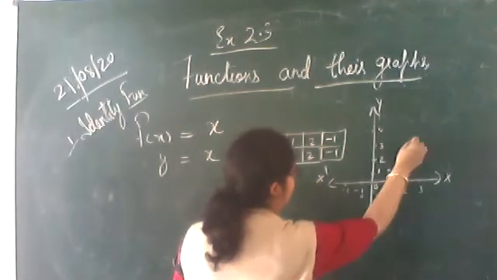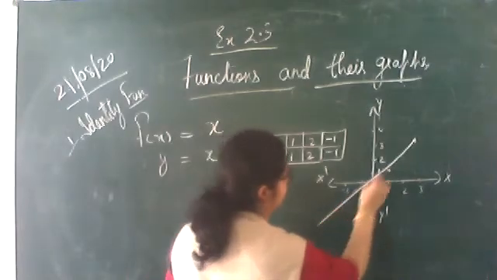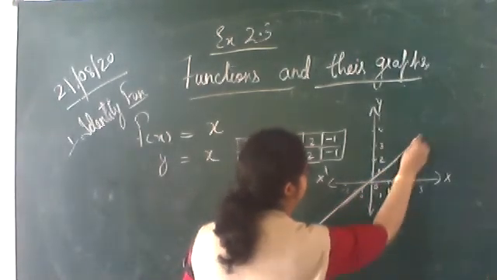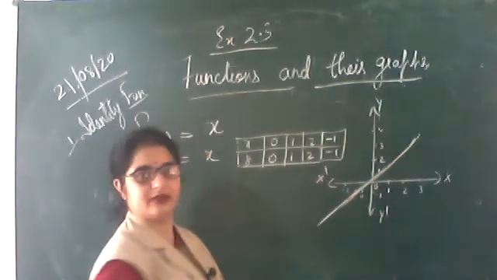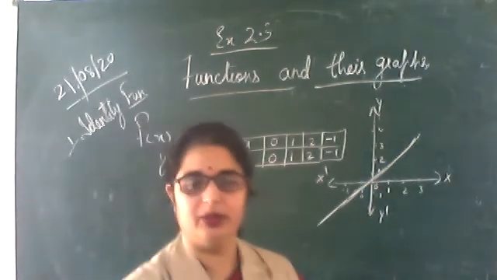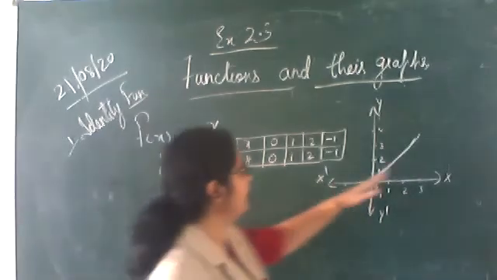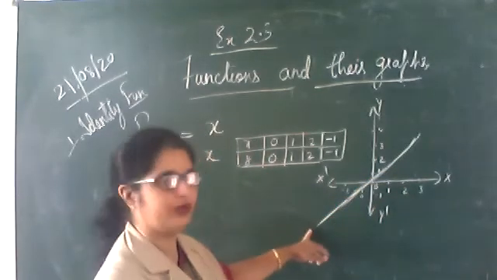So here, just see the graph, how it will go. This will pass through the origin, and it will be like this. A straight line. Clear? So the graph will be a straight line passing through the origin.